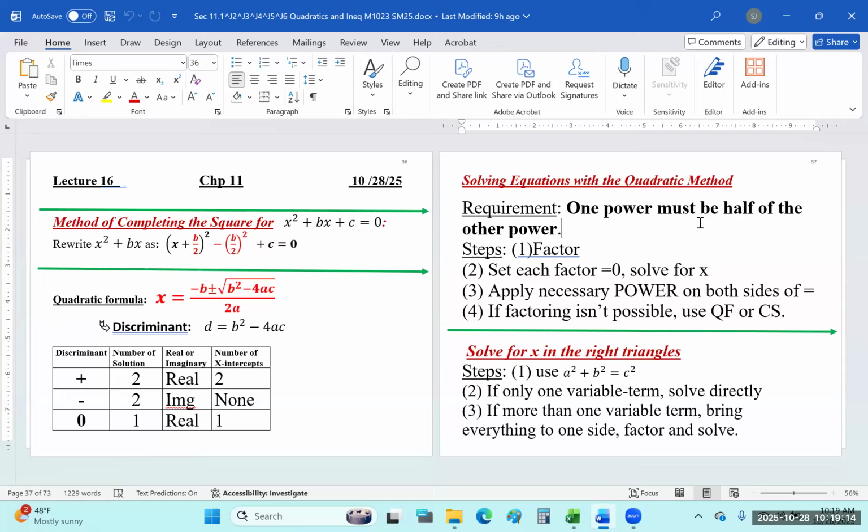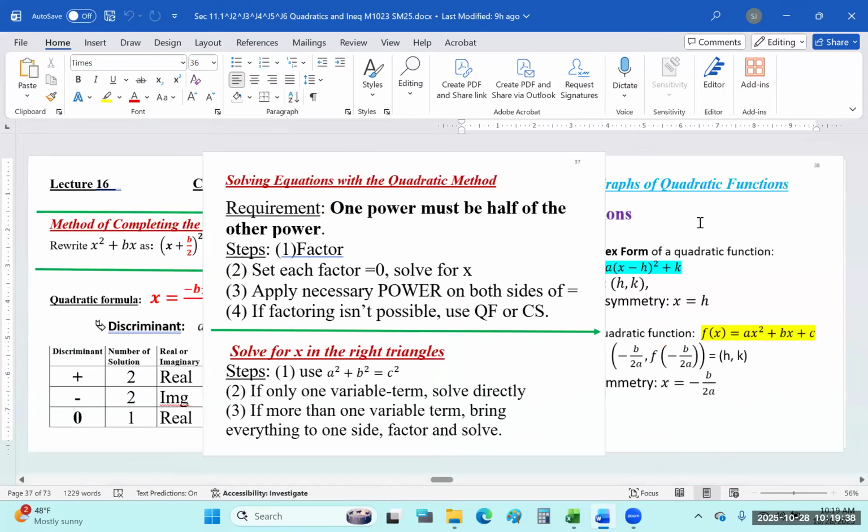And then we talked about the triangles. If you have right triangles, we always have to use a squared plus b squared equals c squared. The c is the longest side, and then you solve for the variable. Bring everything to one side. If you have 2 terms squared, meaning you have a binomial, you have to FOIL them, you cannot distribute, and then bring everything to one side, solve for x.